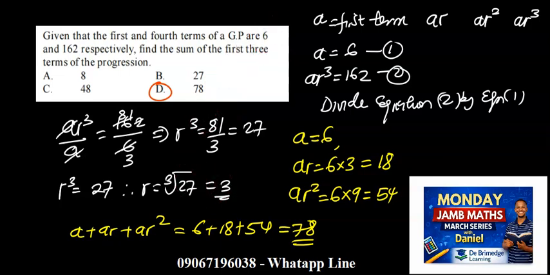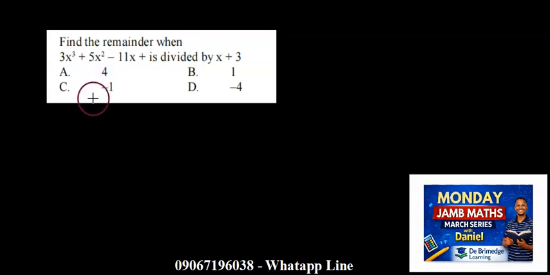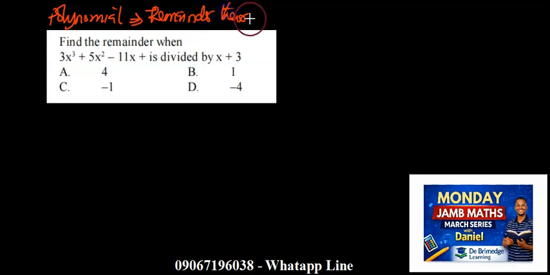Now let's quickly move on to the next question. Given that, find the remainder when this is divided by this. Now this is under polynomials. Take note of that. And under the topic we have what we call the remainder theorem. So you can go and read this over. You see this topic here, right? So now we're going to move on to solving this question.